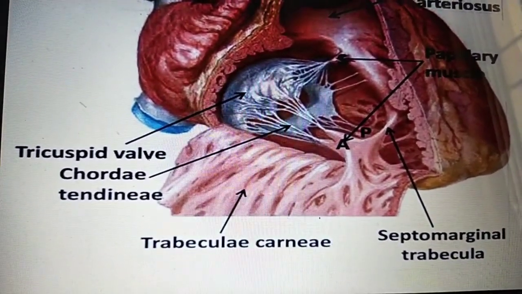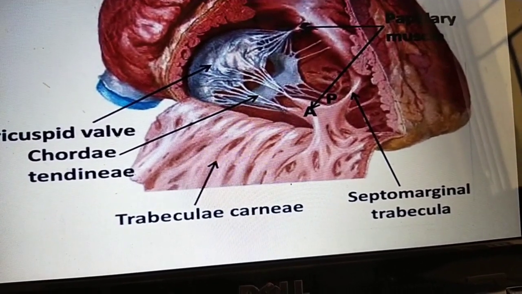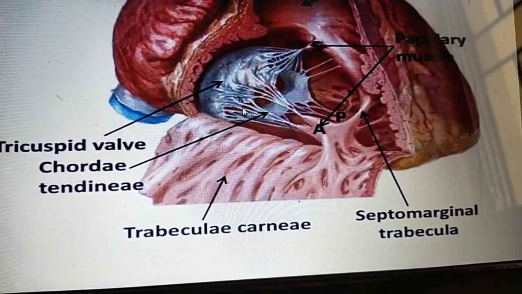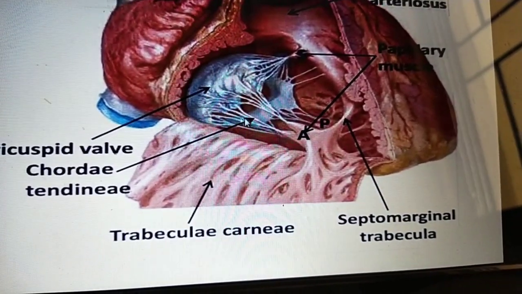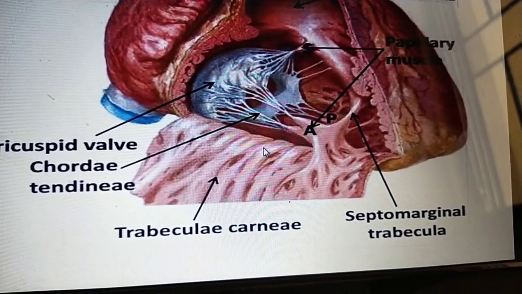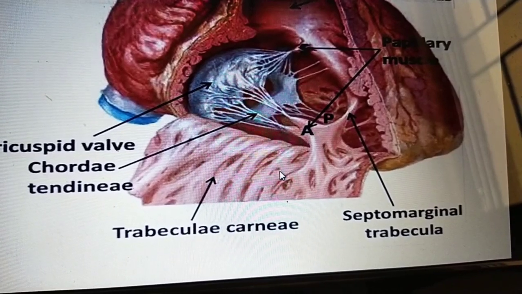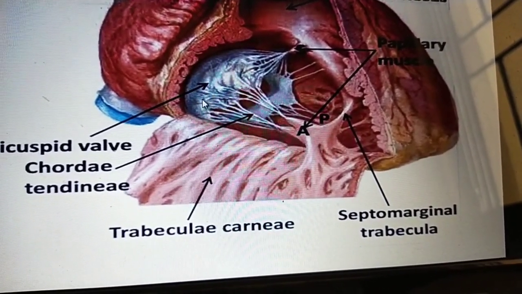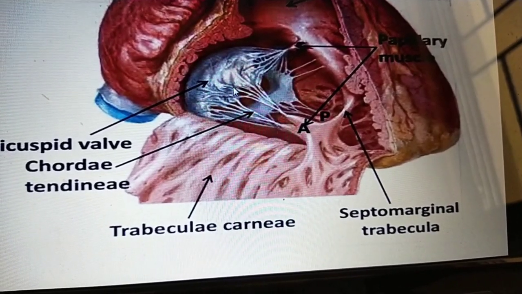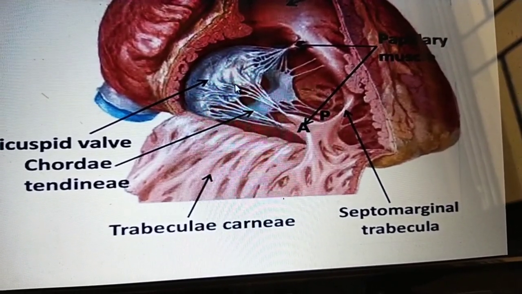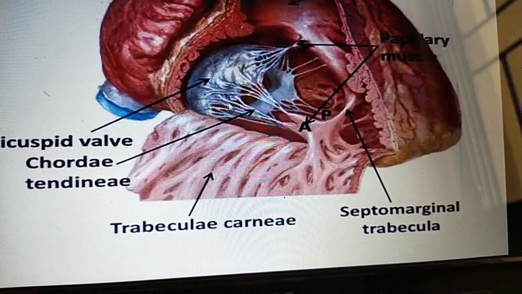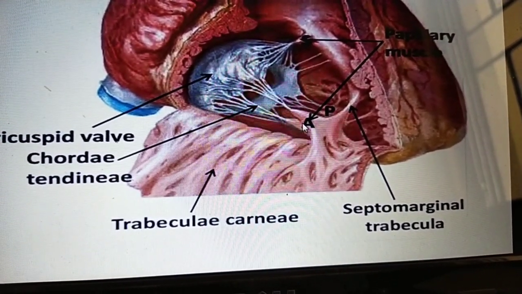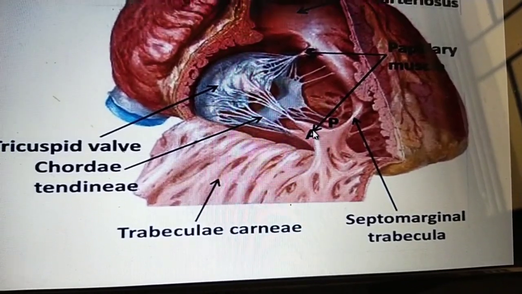Chordae tendineae are nothing but thread-like bands. You can see here, chordae tendineae are thread-like bands of fibrous tissue which attach on one end to the edges of the wall. You can see these are the edges of the wall and these are the chordae tendineae, and the other end attaches to the papillary muscles of the heart. These are the papillary muscles of the ventricle.